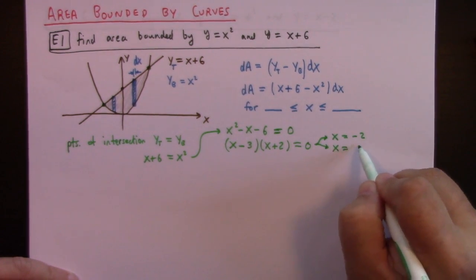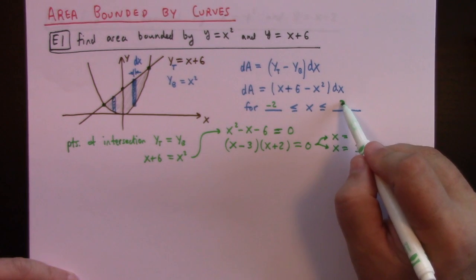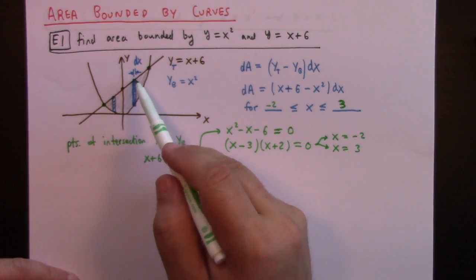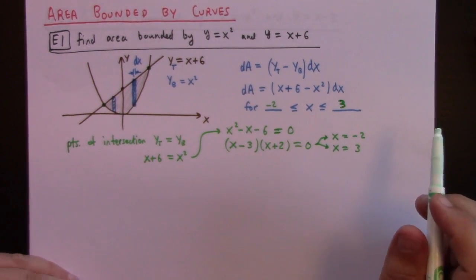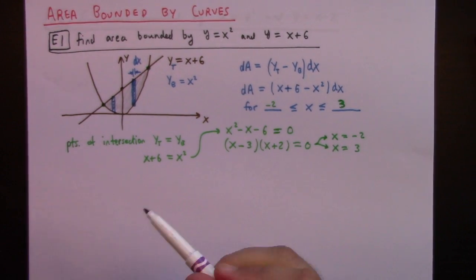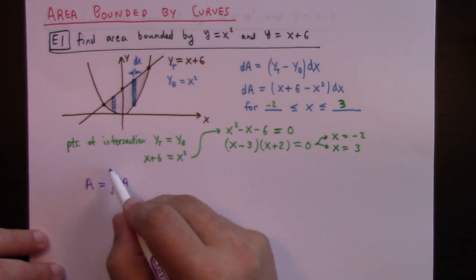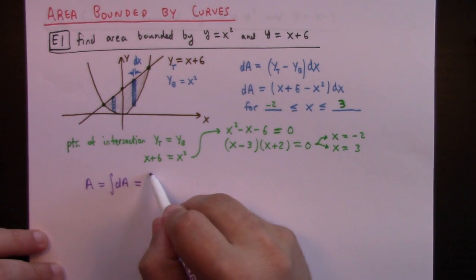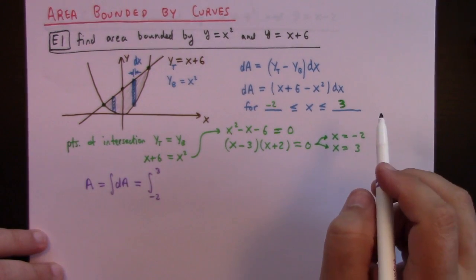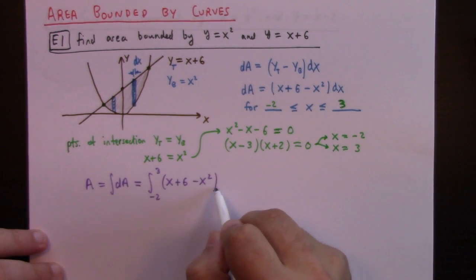All right, x equals 3 and x equals minus 2. So there you go, fill in the blanks: minus 2 less than or equal to x less than or equal to 3. For every such x between minus 2 and 3, we can draw a little approximating infinitesimal vertical rectangle. Philosophically, something I haven't shared with you yet, but perhaps should have, is that the definite integral is nothing more than the continuous sum, right? So I add up all these little dA's, and the way we do that is just integrate from minus 2 to 3 of x plus 6 minus x squared dx.